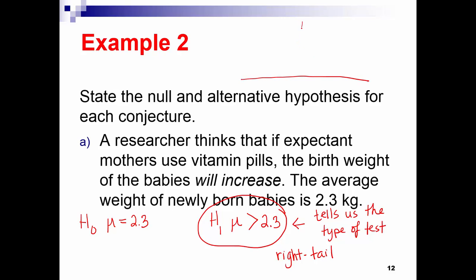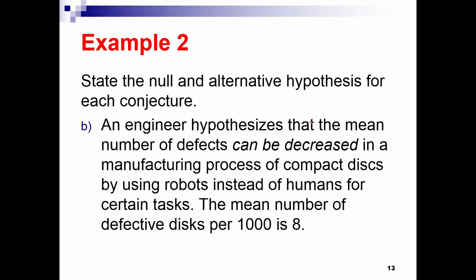What that means, as we discussed in class, is that the rejection region for our test is going to be in the right tail. That would be our rejection region. So you can think of the sign as an arrow that points to the rejection region, to the tail where the rejection region will be. Let's look at the next one.